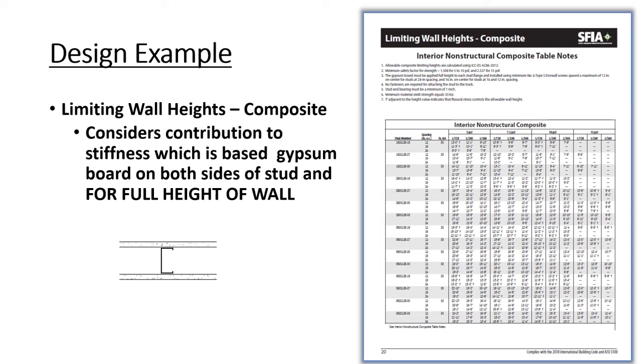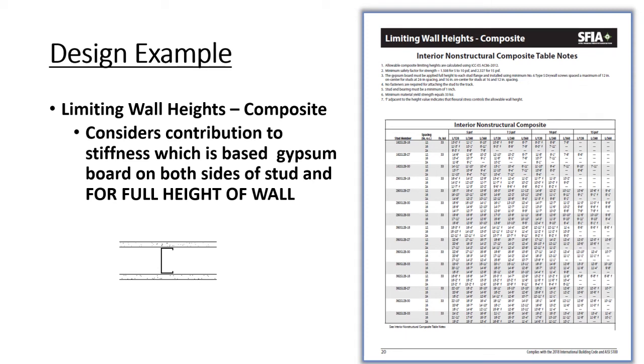The limiting heights that we will choose comes from the table shown here. It is the interior non-structural composite. In the interior non-structural category of limiting height tables, there are two separate sectors. One is based on the composite action of the gypsum board and the steel framing. The other one is based on steel properties alone. For this exercise, we have chosen to use the composite table.